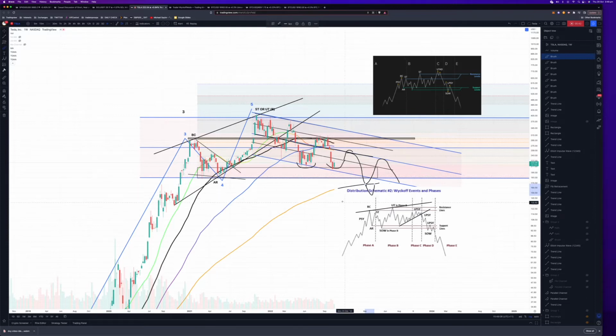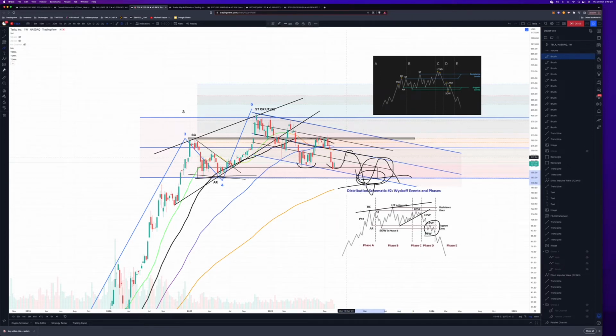So this is probably this model taking place, and see this LPSY, that's going to take place here on the 200 moving average. I think this is the neckline. That's the neckline, automatic response. So if it comes down, I'll be bearish.